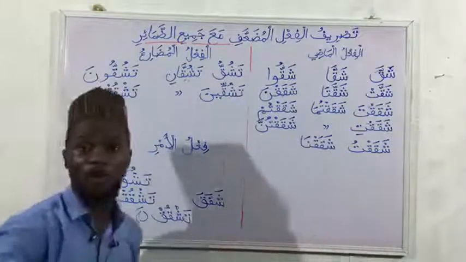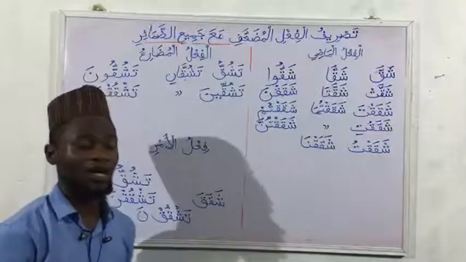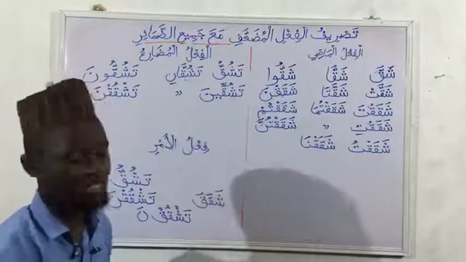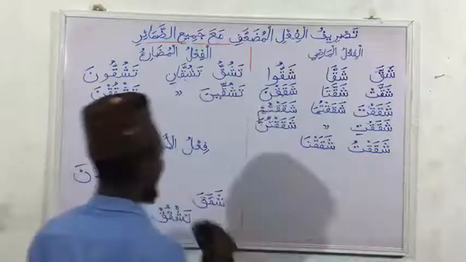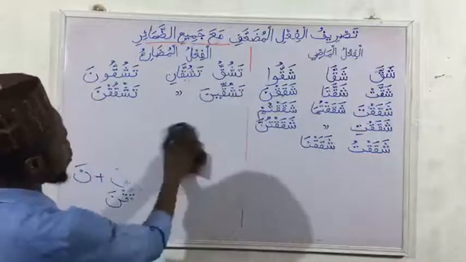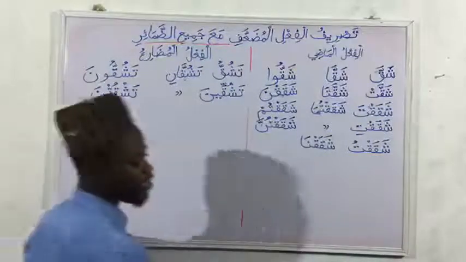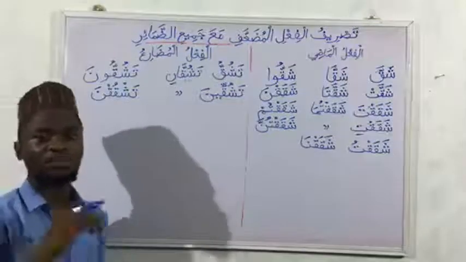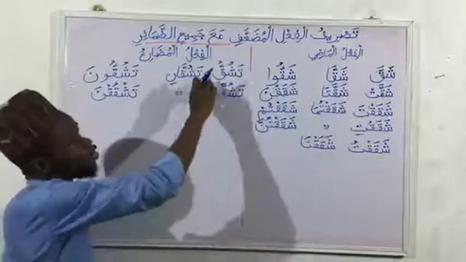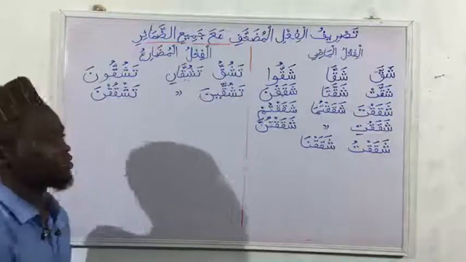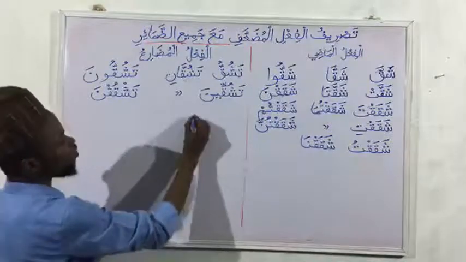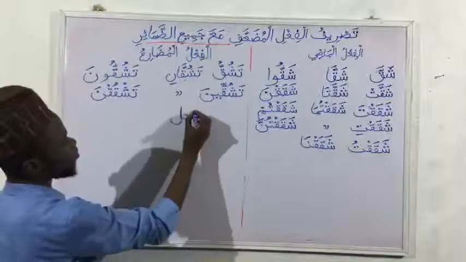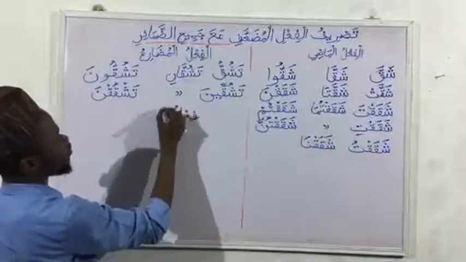We know that for the Mutakallim, for the first person, it is just Ashkuku and Nashkuku. So there is nothing special in those ones. So we are only checking the Mukhotob because that is where we have the addition of the pronouns that concern us. So now we have Fi'lul Amr.